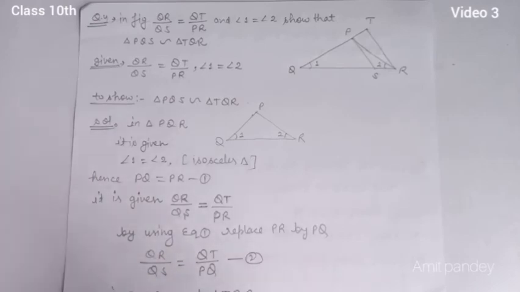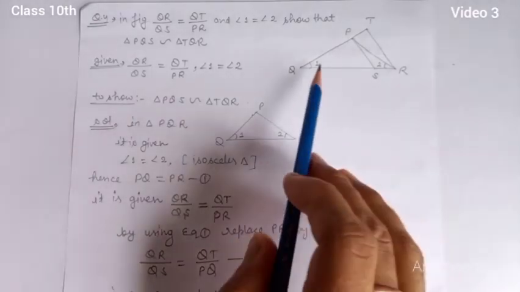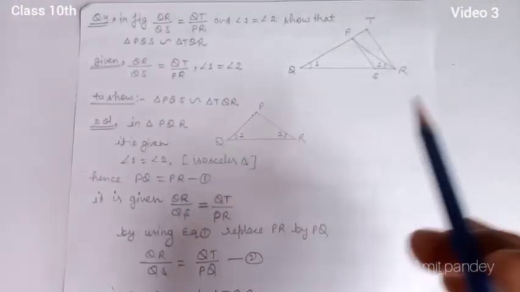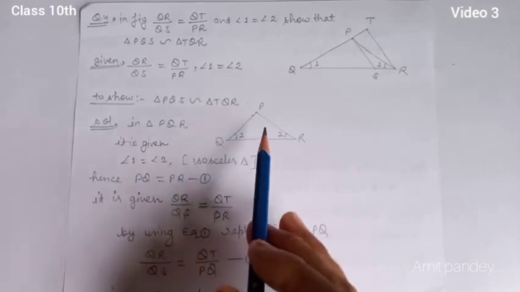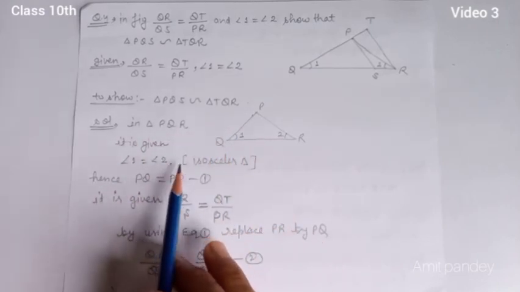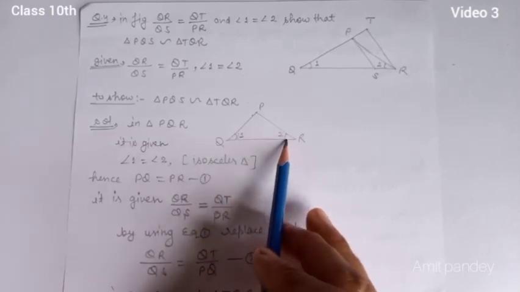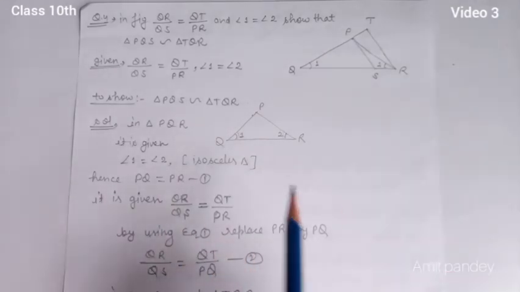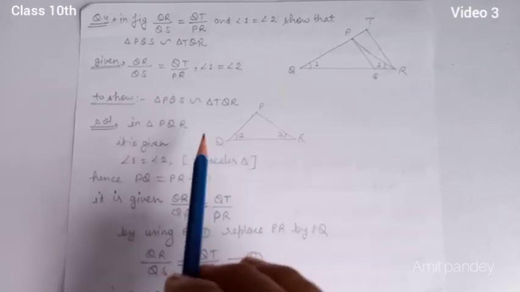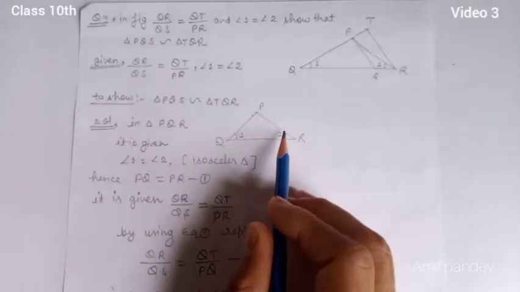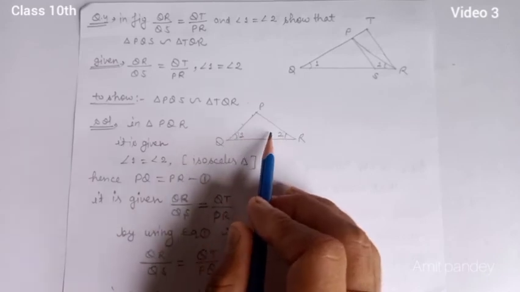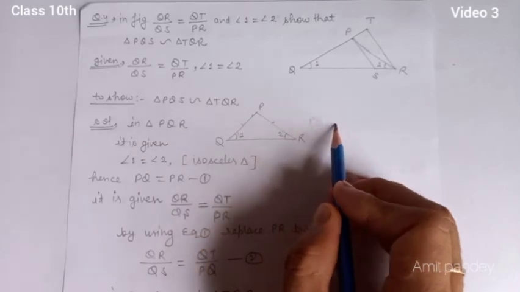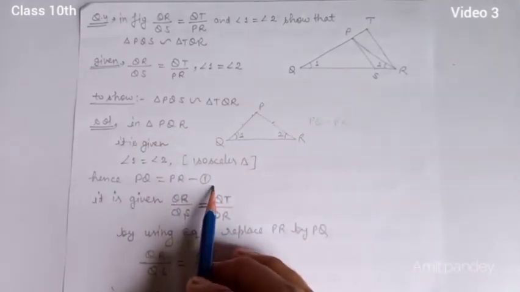Now we have to solve this, right? We have to think what thing is given. 1 and 2 both are given equal. So in triangle PQR, first we'll take the triangle PQR. If it is given that angle 1 is equal to angle 2, this angle is equal to this, so it is an isosceles triangle. You know that if a triangle has two equal angles, then their corresponding opposite sides are also equal. This side is opposite of angle 2, and this side is opposite of angle 1. So PQ equals PR. Mark it as equation 1.